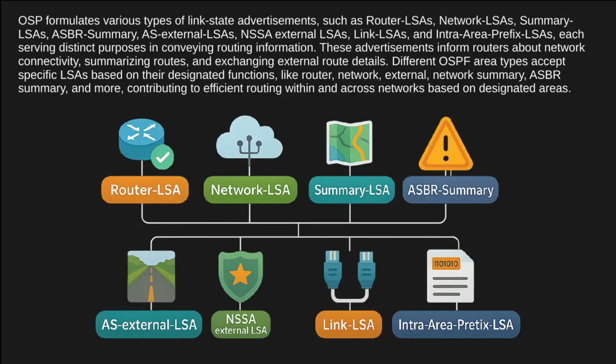OSPF formulates various types of link state advertisements, such as router LSAs, network LSAs, summary LSAs, ASBR summary, AS external LSAs, NSSA external LSAs, link LSAs, and intra-area prefix LSAs, each serving distinct purposes in conveying routing information. These advertisements inform routers about network connectivity, summarizing routes, and exchanging external route details. Different OSPF area types accept specific LSAs based on their designated functions, like router, network, external, network summary, ASBR summary, and more, contributing to efficient routing within and across networks based on designated areas.